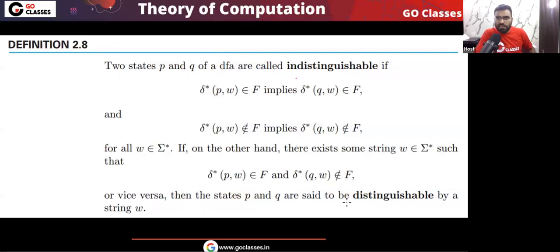Okay. And when can we say that states P, Q are distinguishable? They are distinguishable, meaning not equivalent, if there exists a string, for some string W, one of them is going to final and the other is going to non-final. Then we can say states P, Q are distinguishable, or I can say not equivalent.